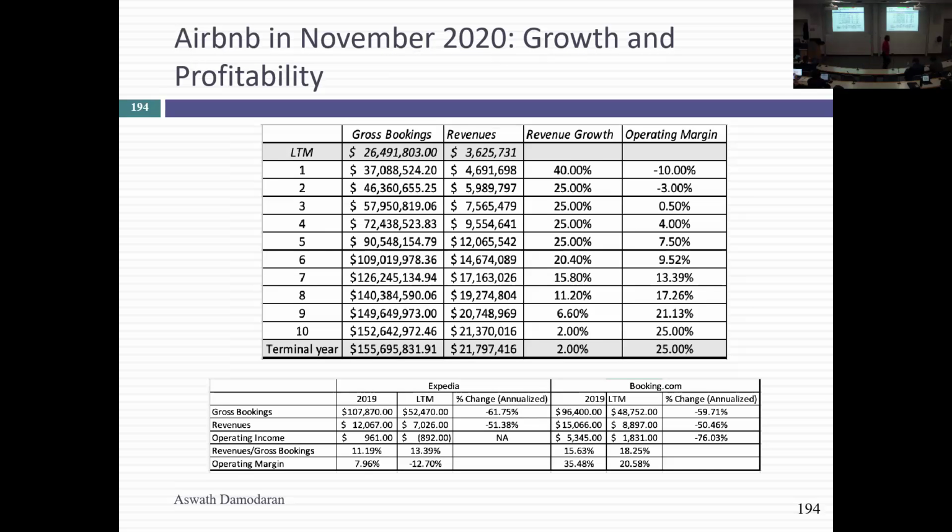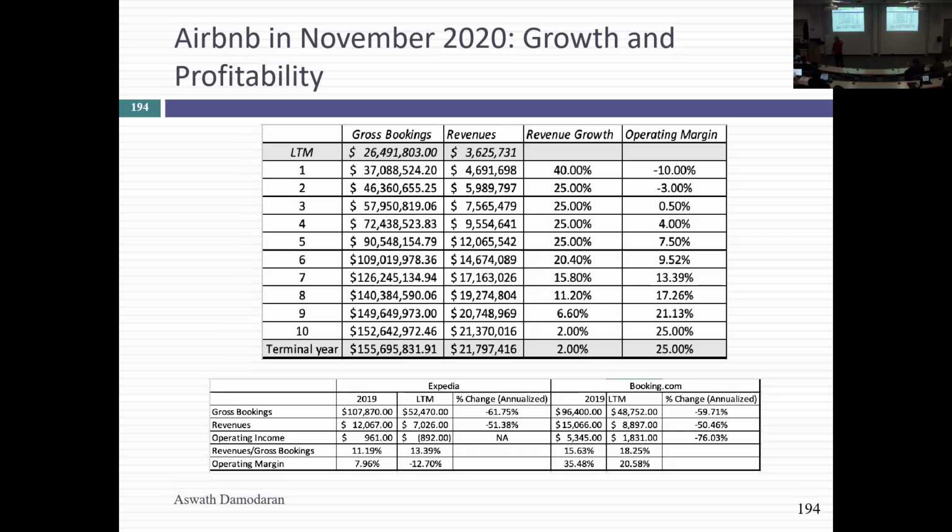So in the case of Airbnb, which was my example for revenue growth, their operating margin was -10%. In fact, it was actually -17 or 18% in the trailing 12 months. They were moving in the right direction. And for my steady state margin, I gave them a 25% margin.